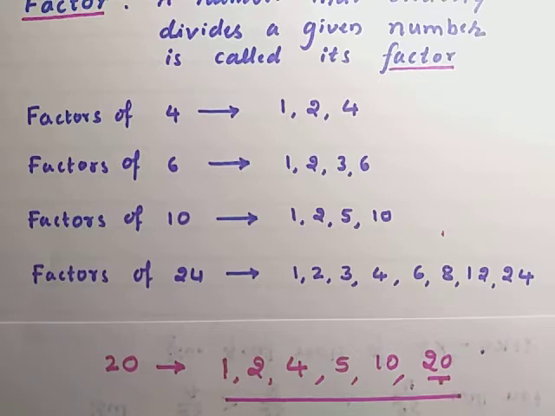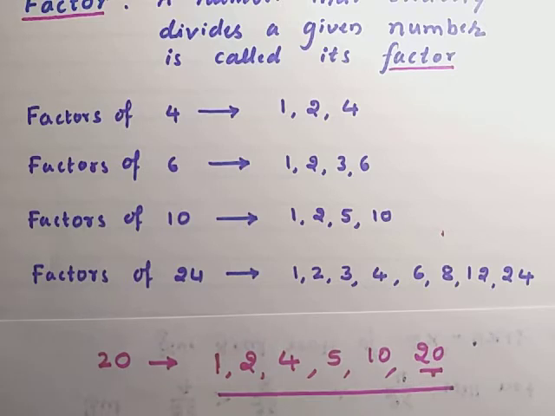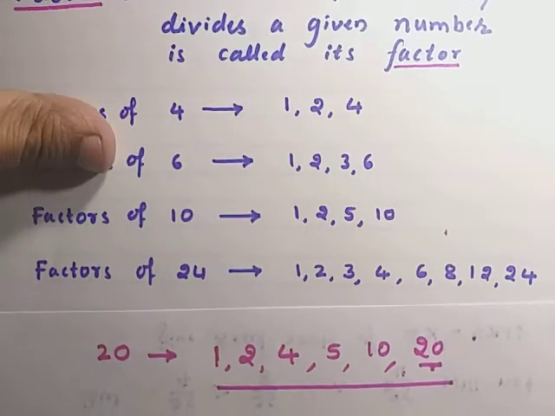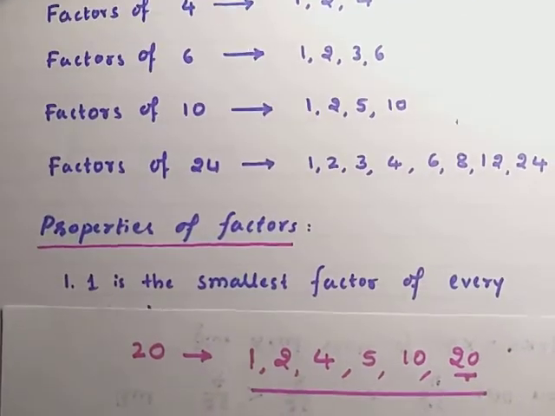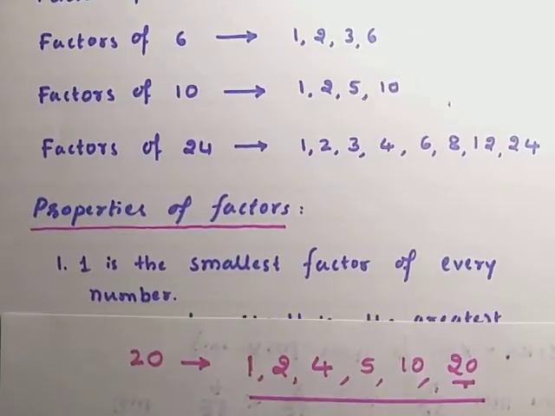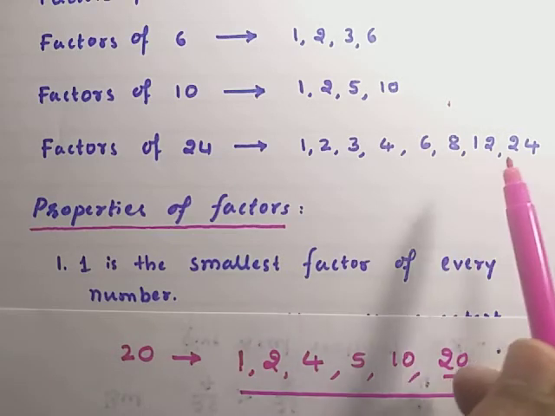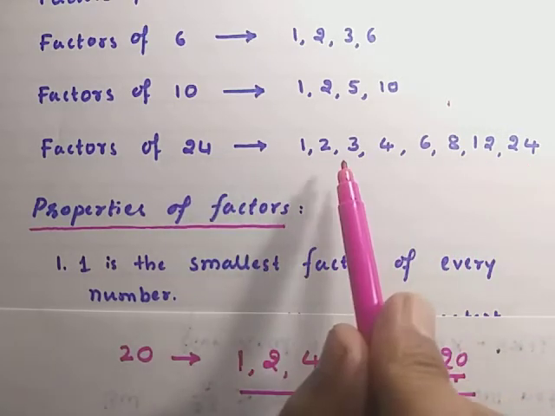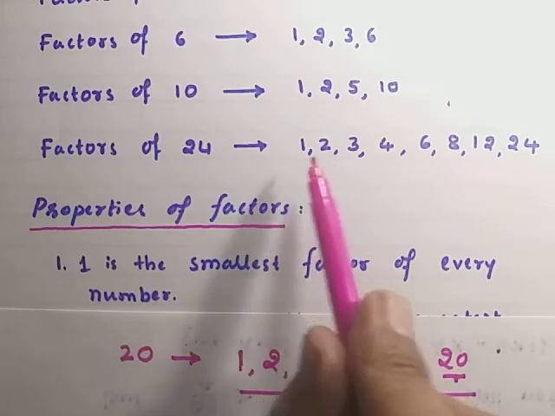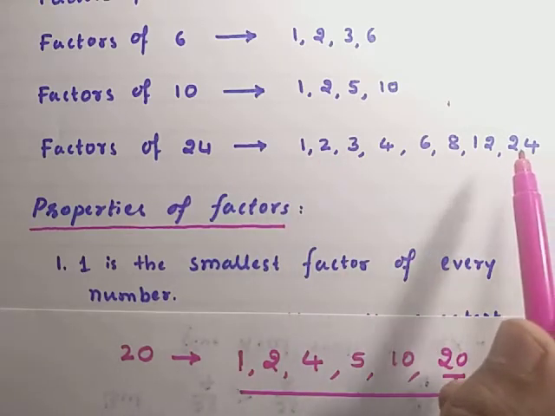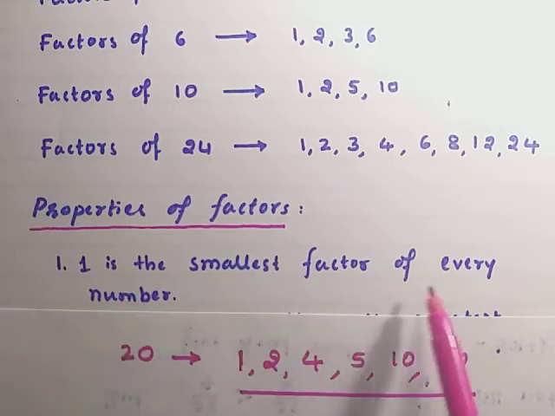Hence, we can now list the properties of the factors. Let's go on discussing them one by one. First one, 1 is the smallest factor of every number. We have seen that. In the list of factors of 24, to take an example, 1 is the least and 24 is the highest. Therefore, 1 is the smallest factor of every number.